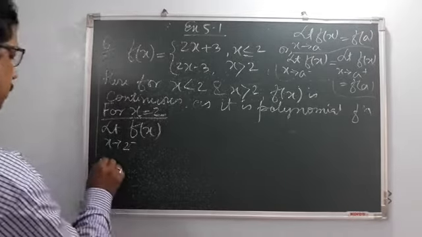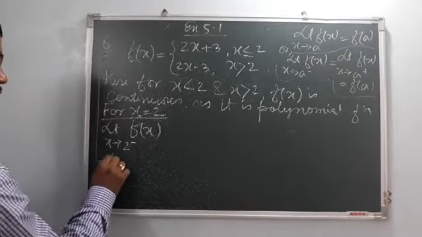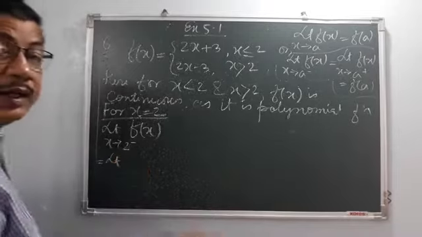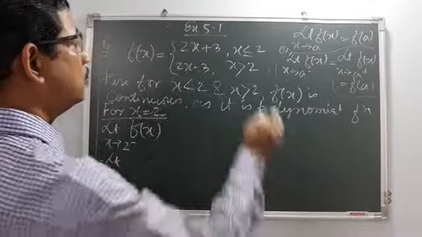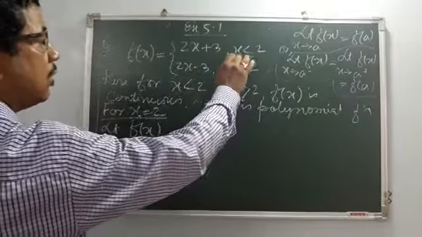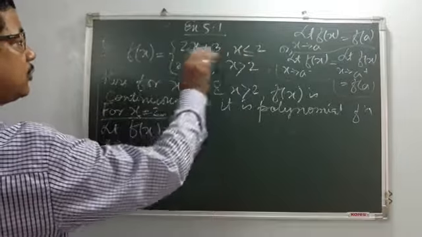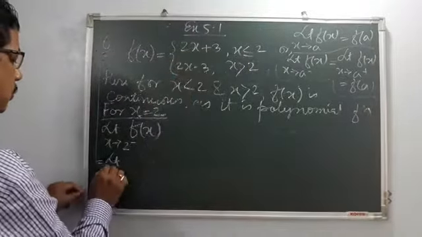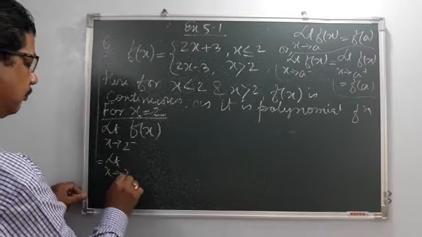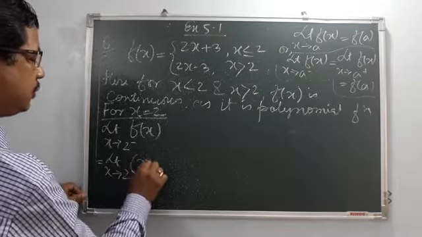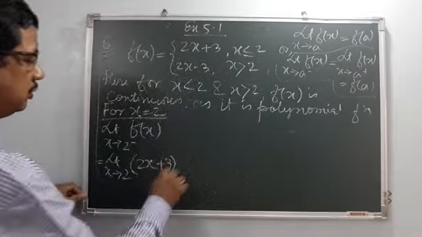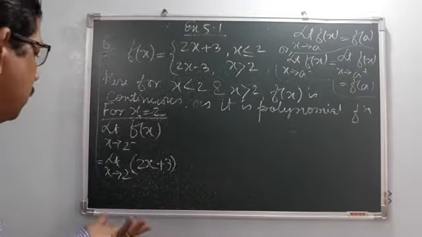In this, 2 minus means a little less than 2. For x less than 2, f(x) is this one. So we can write f(x) as twice x plus 3. So this is the rule we know already.